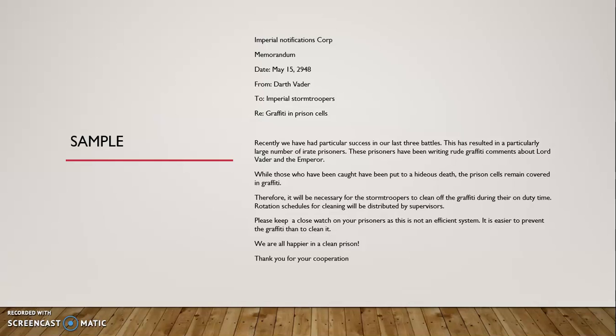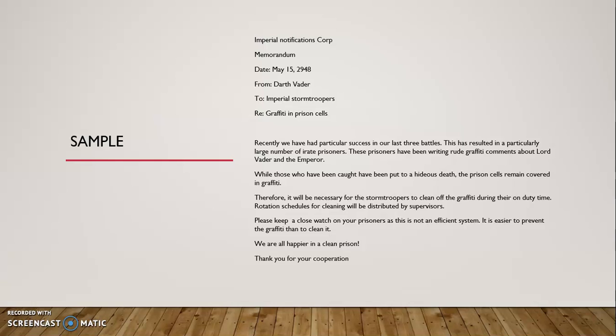This has resulted in a particularly large number of irate prisoners. These prisoners have been writing rude graffiti comments about Lord Vader and the Emperor. While those who have been caught have been put to a hideous death, the prison cells remain covered in graffiti. Therefore, it will be necessary for the stormtroopers to clean off the graffiti during their on-duty time. Rotation schedule for cleaning will be distributed by the supervisors.